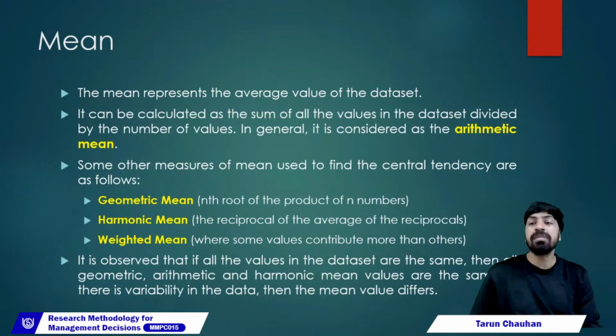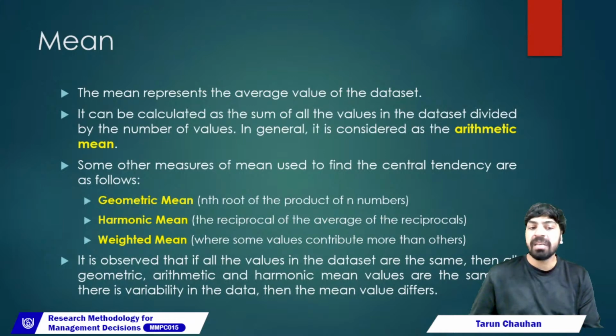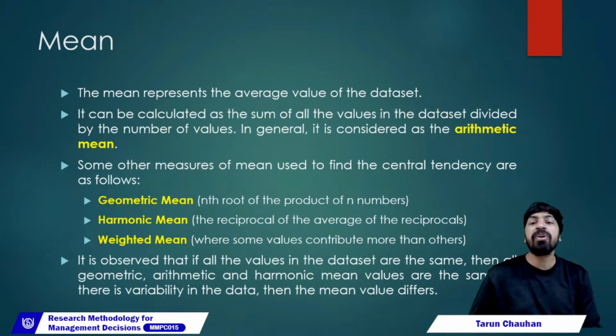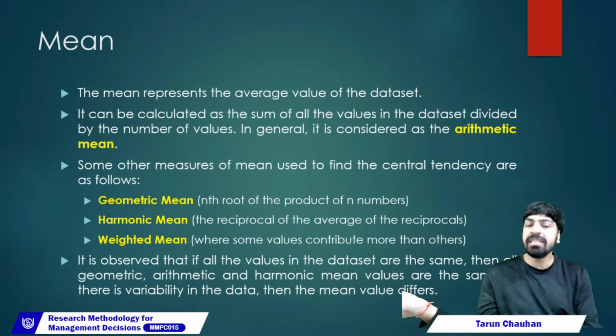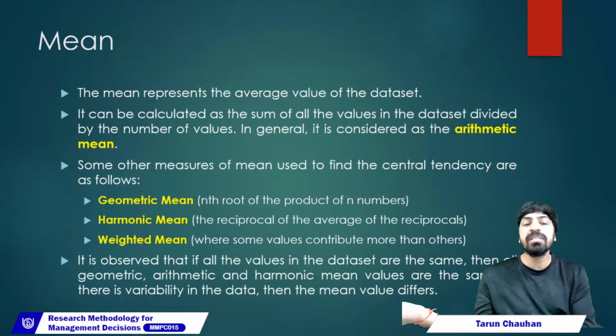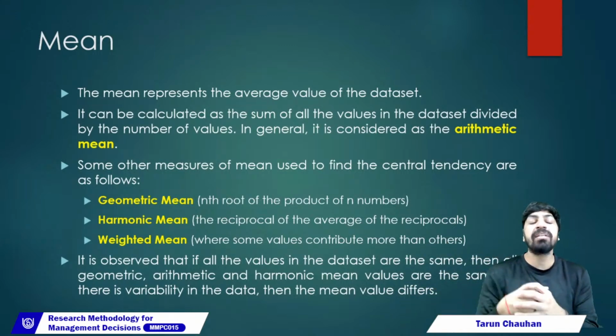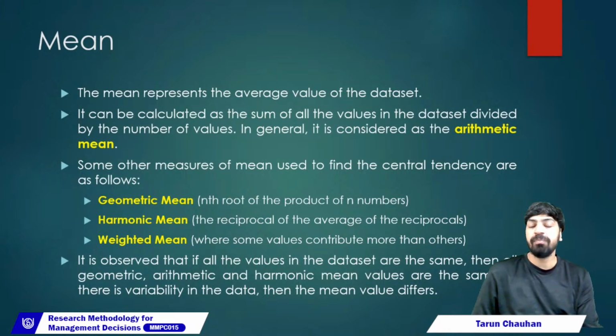In other words, we can also call this the arithmetic mean. In fact, there are three main types of mean: arithmetic mean, geometric mean, harmonic mean, and weighted mean. The geometric mean is the nth root of the product of n numbers. For an infinite series of numbers like 6, 7, 8, just multiply all these three numbers and find the root of the total value of the product of those three numbers. When you get the root of that value, it's called the geometric mean.